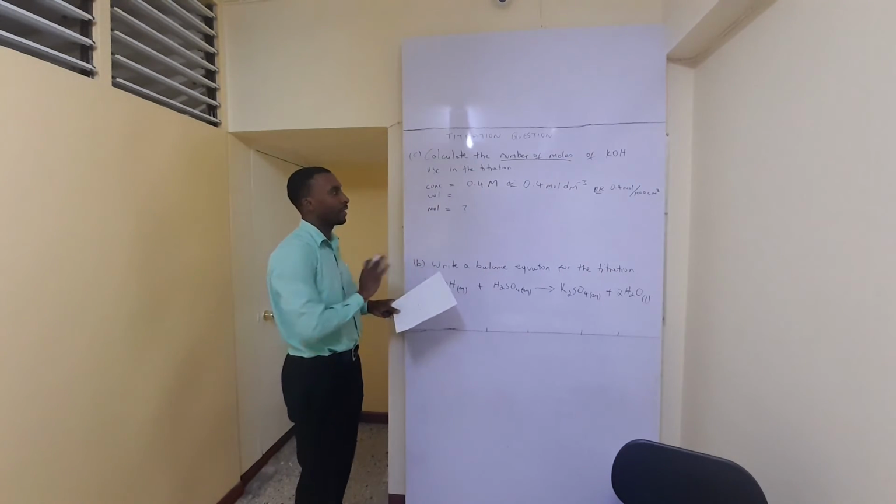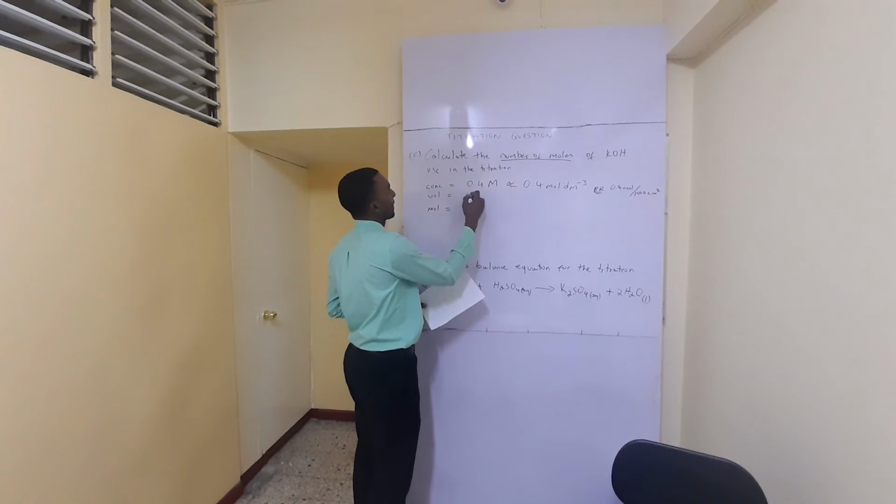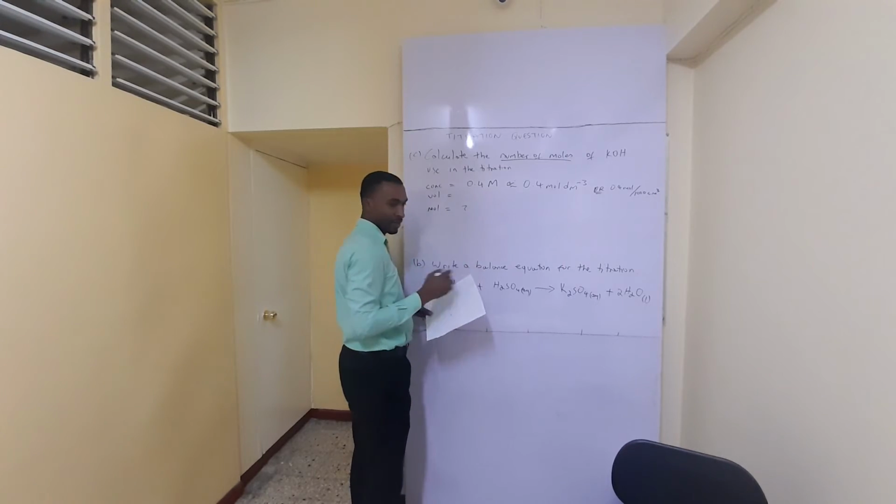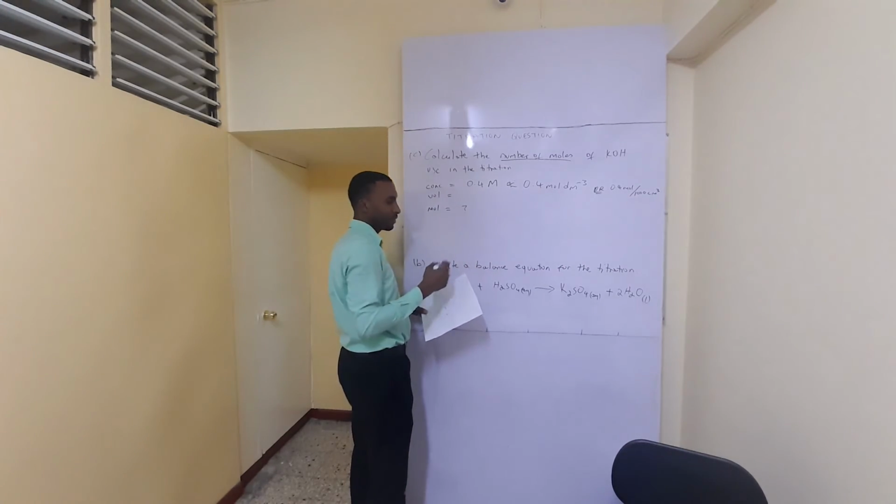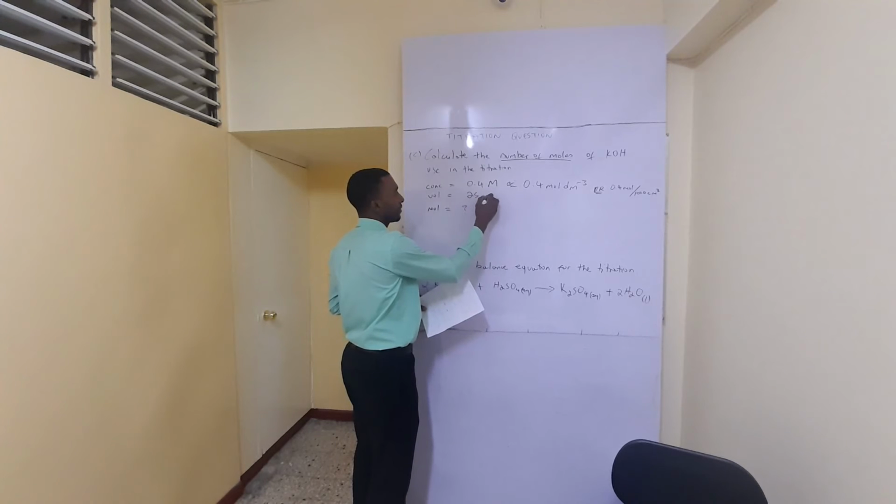Same thing. Alright? What's the volume? What was the volume? Look at the question. You never get it right. Check your phone. 25 cm cube.